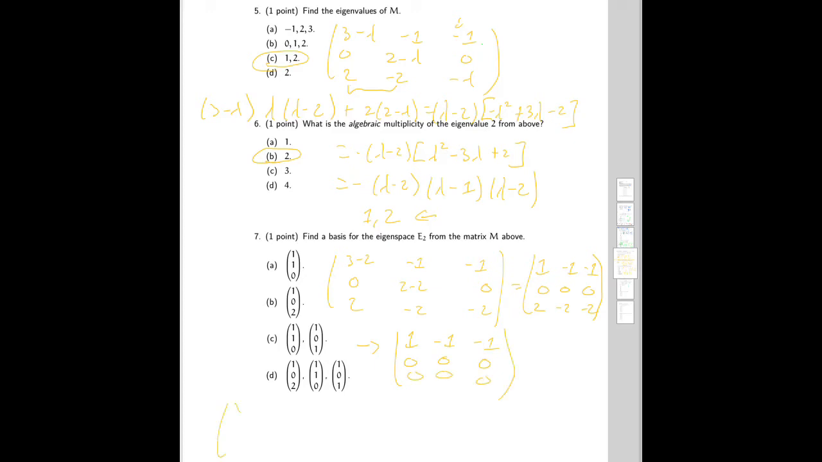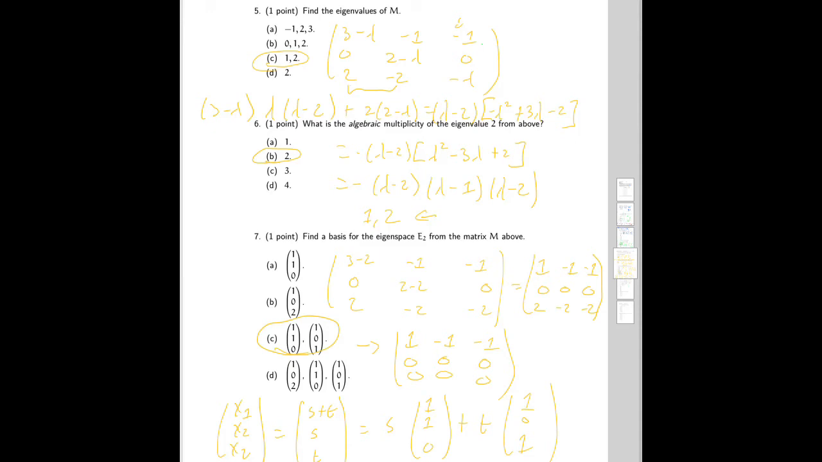So x2 and x3 are the free variables. So the null space is given by x1, x2, x3. We'll say x2 is s and x3 is t. And the top equation says x1 is equal to x2 plus x3, in other words, s plus t. And so this is equal to s times 1, 1, 0 plus t times 1, 0, 1. Okay, so 1, 1, 0 and 1, 0, 1 is a basis.